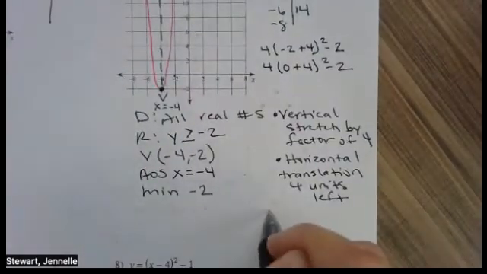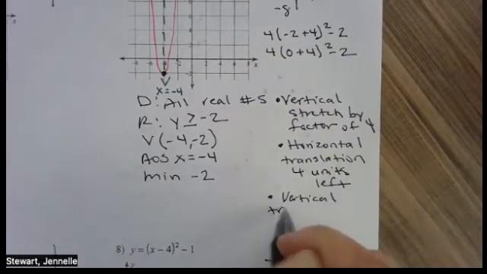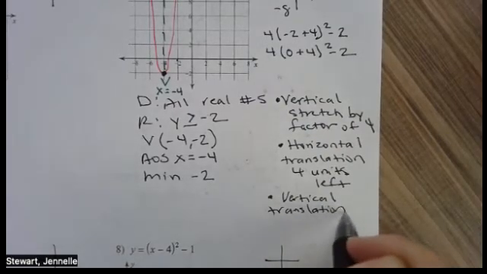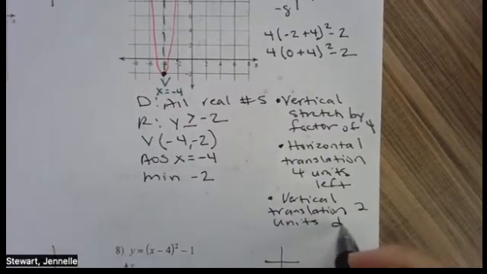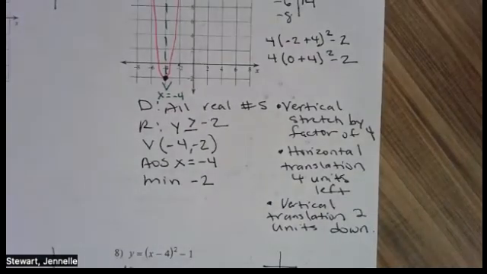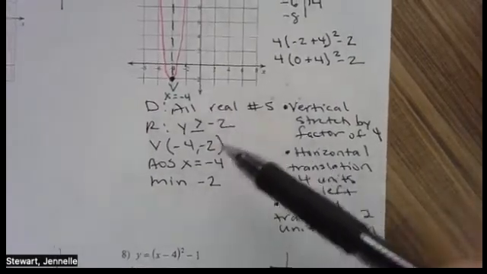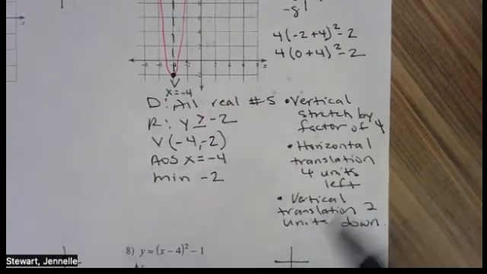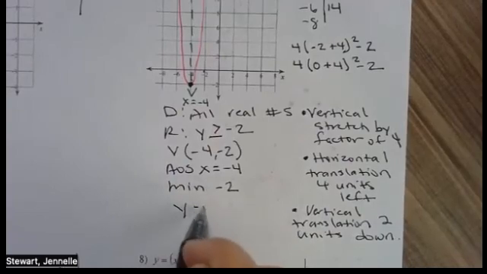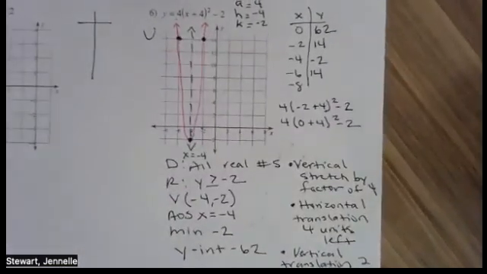And this negative 2 here means it's a vertical translation 2 units down. So to make sure we have everything: domain, range, vertex, axis of symmetry, y-intercept, which was our last one. And our y-intercept is 62. That's a completed problem.